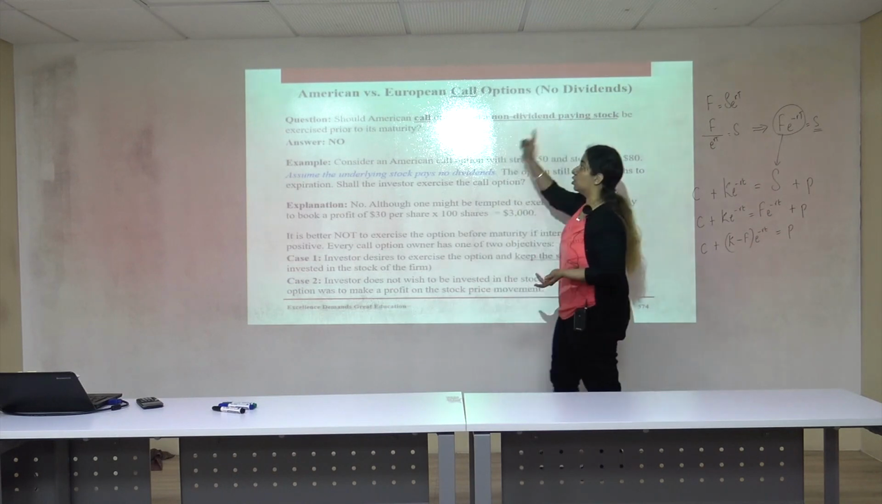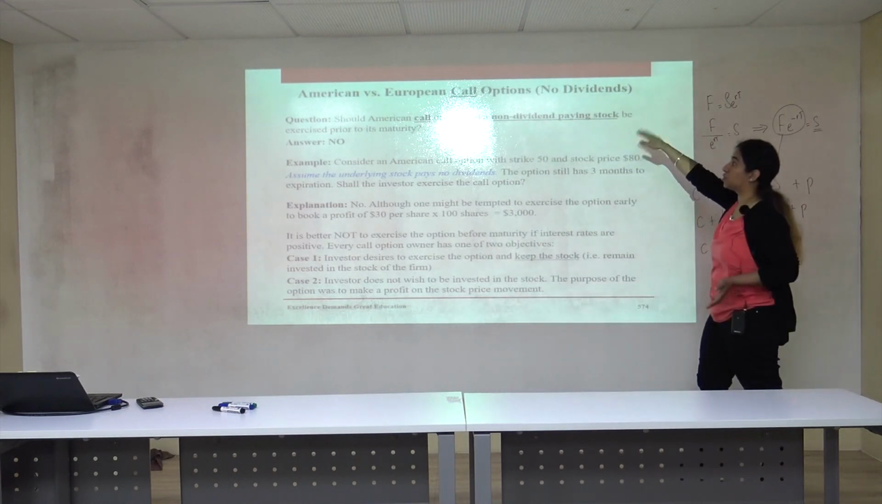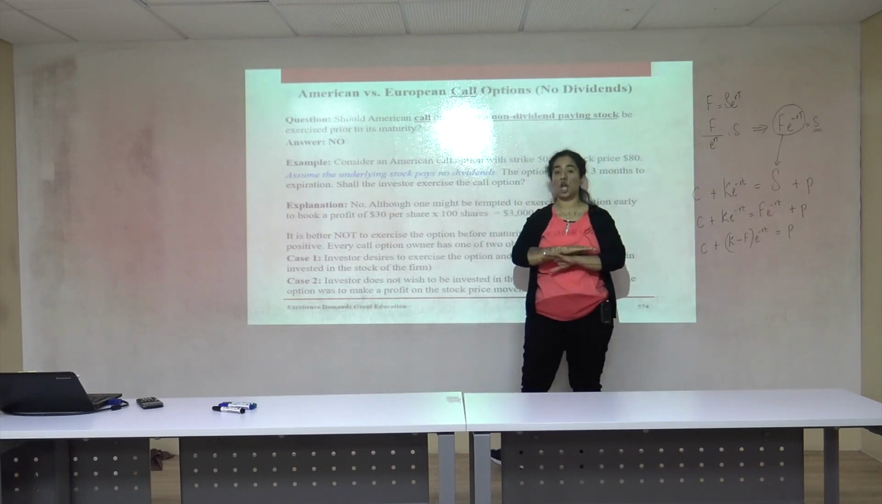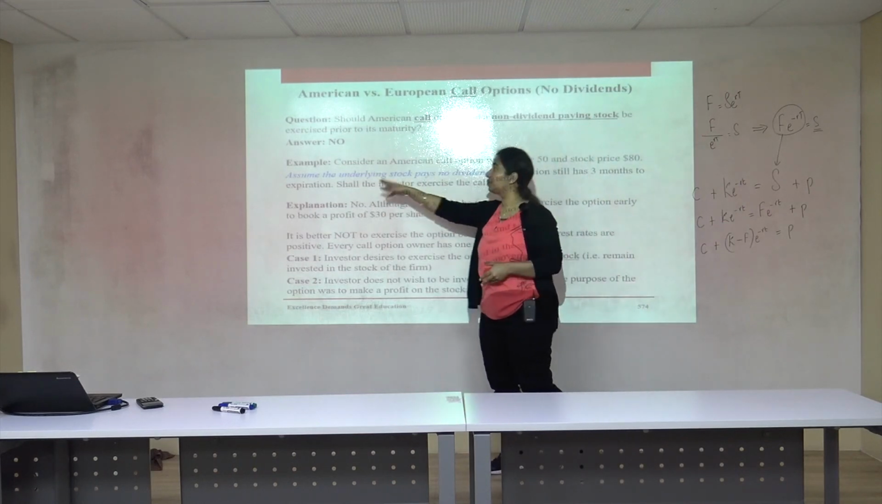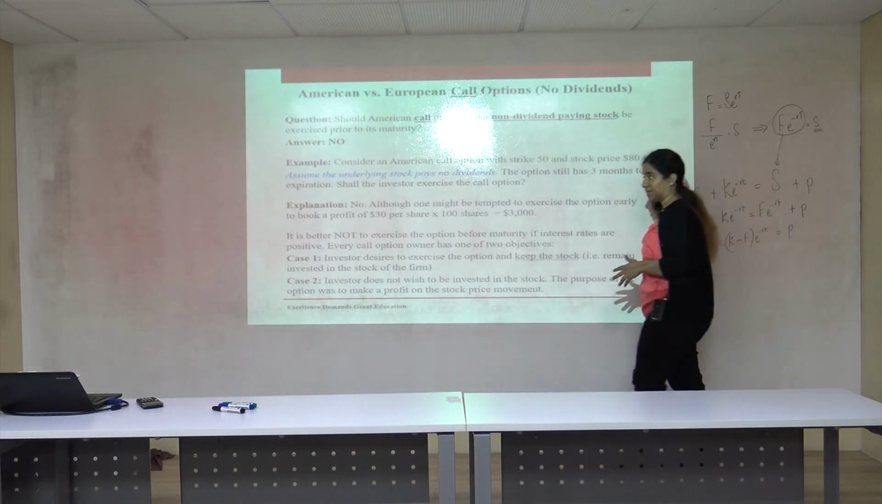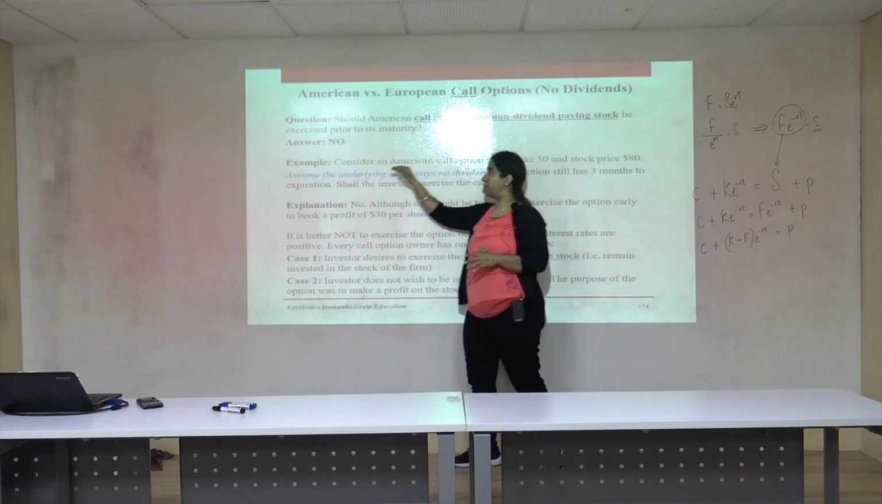All right. So question: should American call options on a non-dividend paying stock be exercised prior to maturity? No. For example, consider an American call option with a strike of 50 and a stock price of 80. Assume that the underlying pays no dividends.